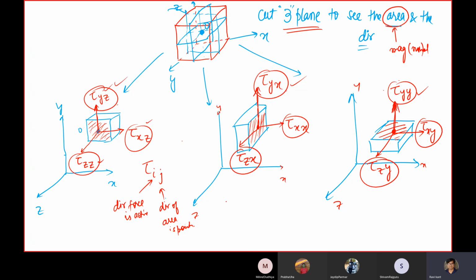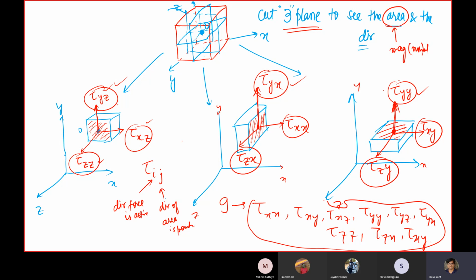Now it can be completely written over here. There are 9 components, namely I can write tau xx, tau xy, tau xz, tau yx, tau yy, tau yz, tau zx, tau zy, and tau zz. So all these 9 components together should be specified. If you want to specify the stress on a point, on this particular point, you have to tell all these values. Otherwise, you cannot specify the stress on a point. You should have all these values in your hand.